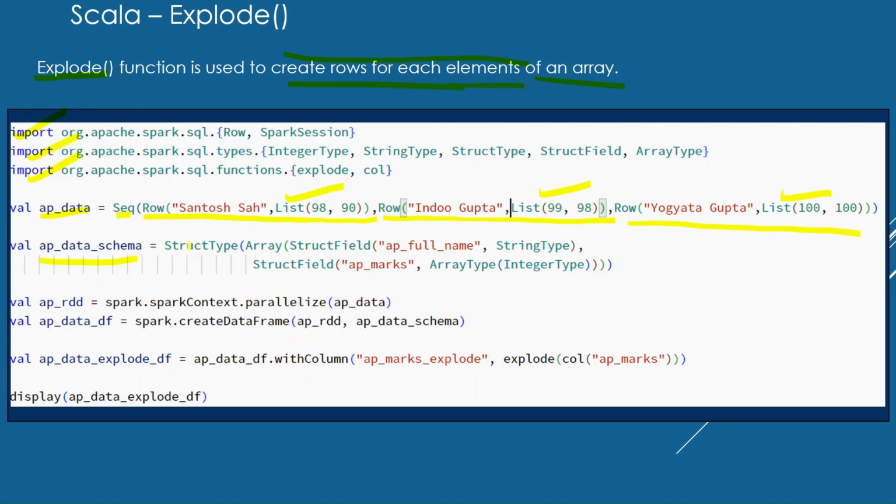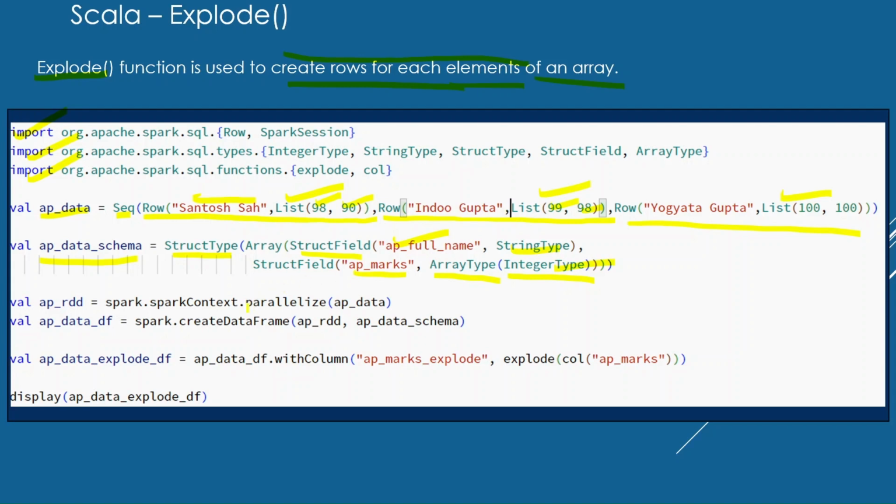Here we are defining a custom schema with the help of StructType and StructField. There are two columns we are defining here. One is AP full name, which is of string type, and AP marks is of array type. In the array type, which kind of data will it hold? It will hold integer type data. The list we are converting into array type holds integer data, so we define here that it will be an integer type array.